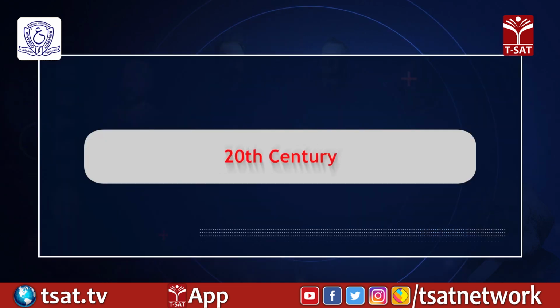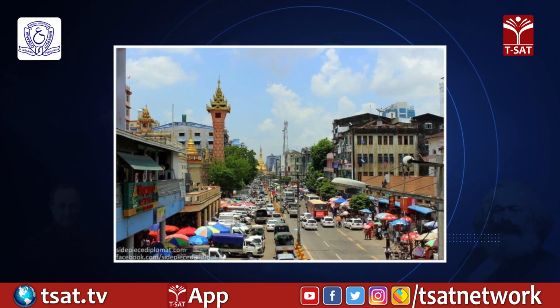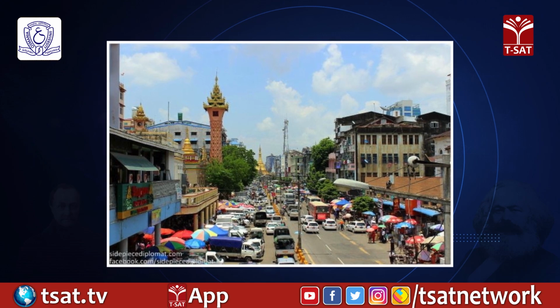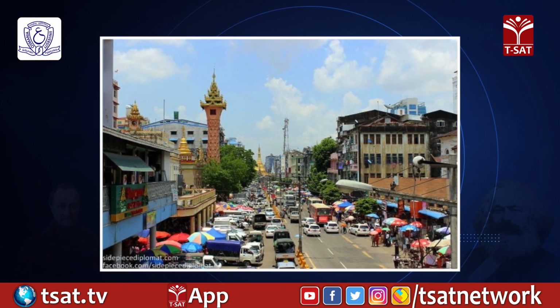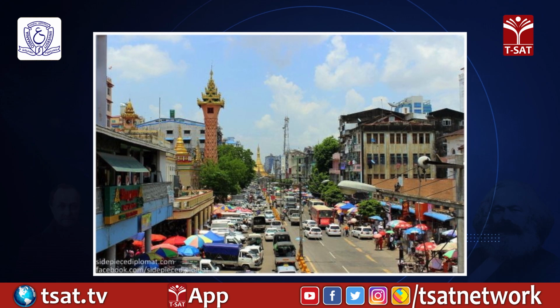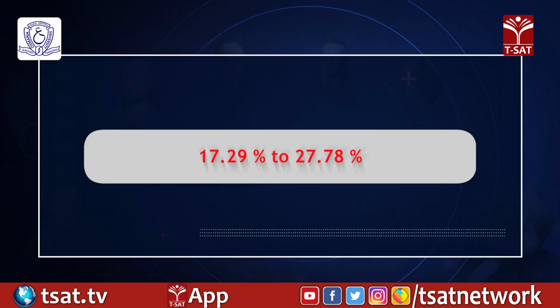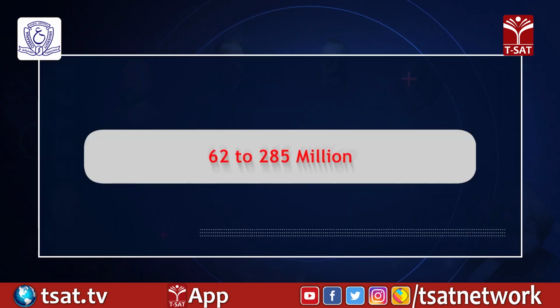The latter half of the 20th century has been the era of urbanization in developing countries like India in particular. During this period, although the level of urbanization in India increased from 17.29% to 27.78%, the total increase in the urban population was about 4.5 times, that is from 62 million to 285 million during 1951 to 2001 time period.